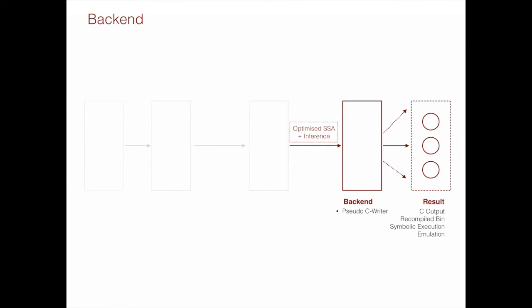The last phase is the backend, which takes in the optimized SSA and all the inference from analysis and produces some usable result. Now for a decompiler, the result would be pseudo-C output, but of course it's a generic binary analysis framework, so it could be used for any purpose that the user wants. For example, you could use the optimized SSA to generate a recompiled binary for some other architecture. You could use it for symbolic emulation or symbolic execution, or you could use it for plain emulation purposes.